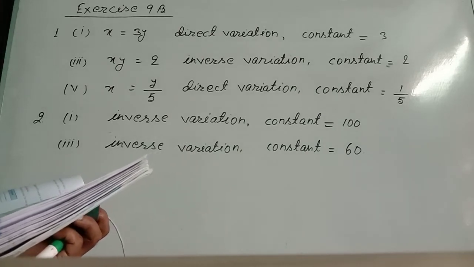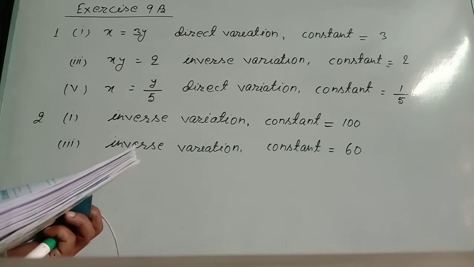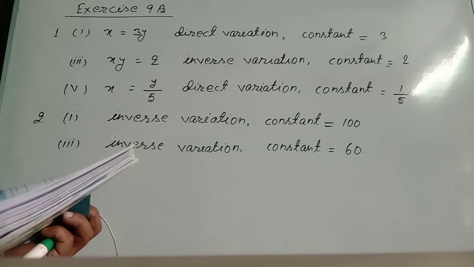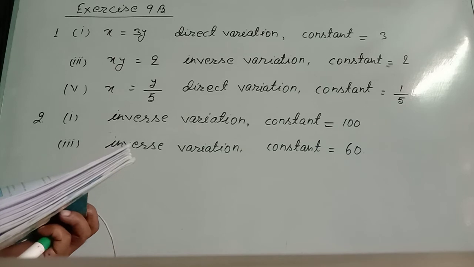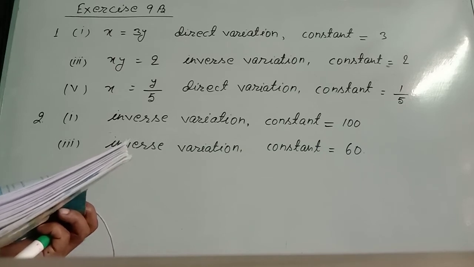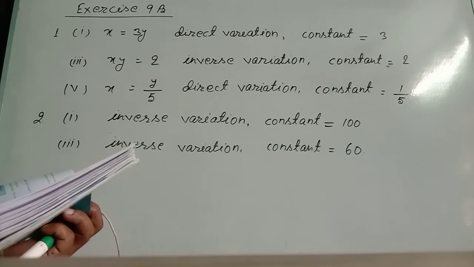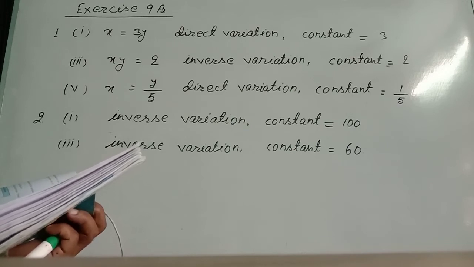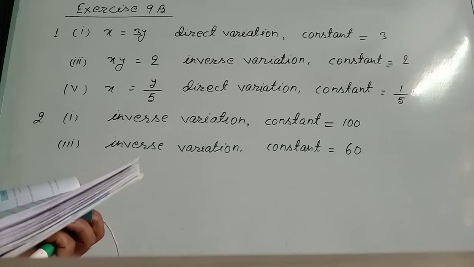Question number 2. From the tables below, ascertain if the variables are in inverse proportion. If yes, then find the constant of variation. This table is given, the values of x are given, the values of y are given. The values of x are increasing and the values of y are decreasing. Obviously, this is in inverse variation, and here the constant is 100. As you multiply these two numbers, 1 into 100, 100, 2 into 50, 100, 4 into 25, 100, 5 into 20, 100. So the constant became 100.